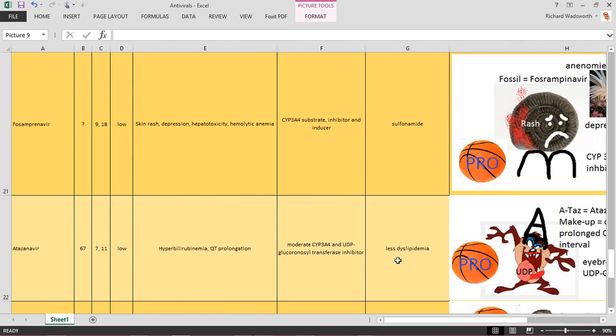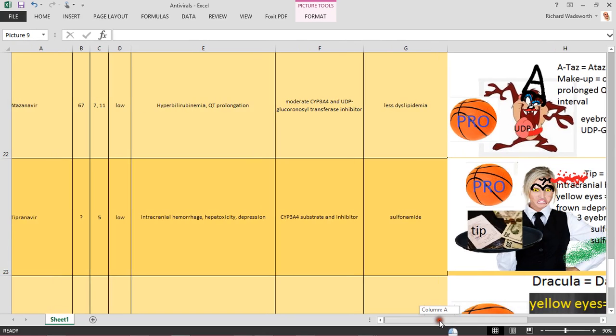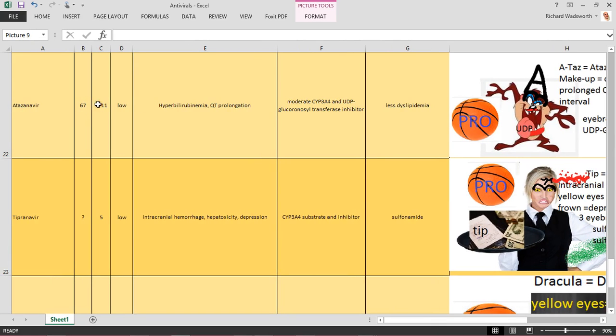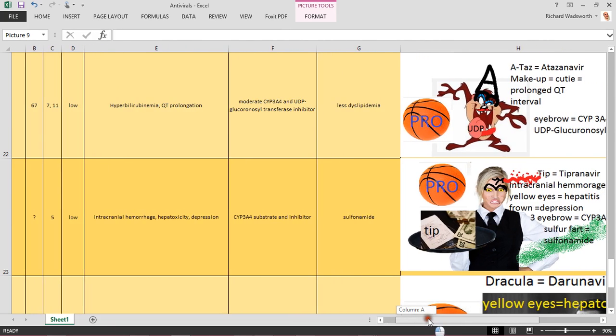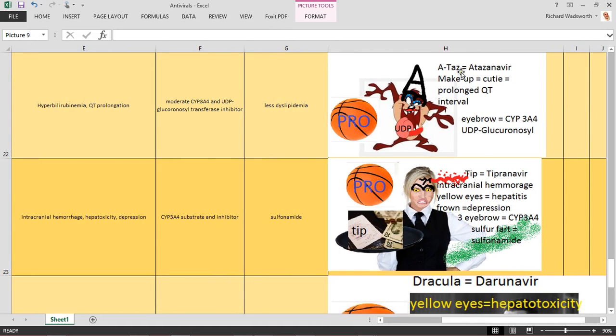Okay, Atazanavir. So Ataz, there's my Ataz. Well, that's weird looking. 65% bioavailability, 7-hour half-life in serum, 11-hour half-life intracellularly, and hyperbilirubinemia, QT prolongation. Moderate CYP3A4 and UDP glucuronyl transferase inhibitor. So here is Ataz. Stands for Atazanavir. Ataz. Here he is.